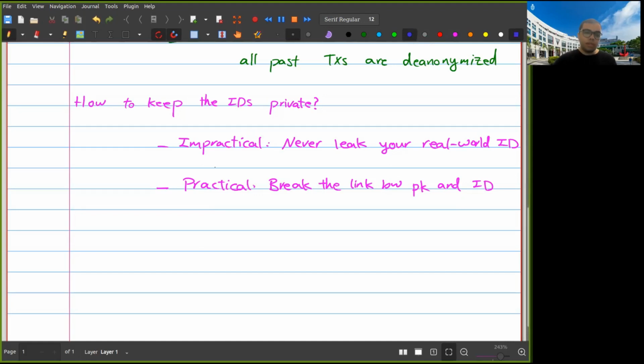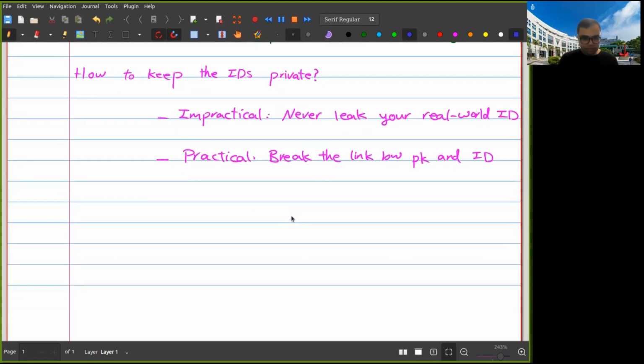So this is what we're going to focus on today. How can I break this link? How can I make it so that even though people knew that this particular public key belongs to me, I get a new public key and I get my money into this new public key, but no one knows that this new public key belongs to me?